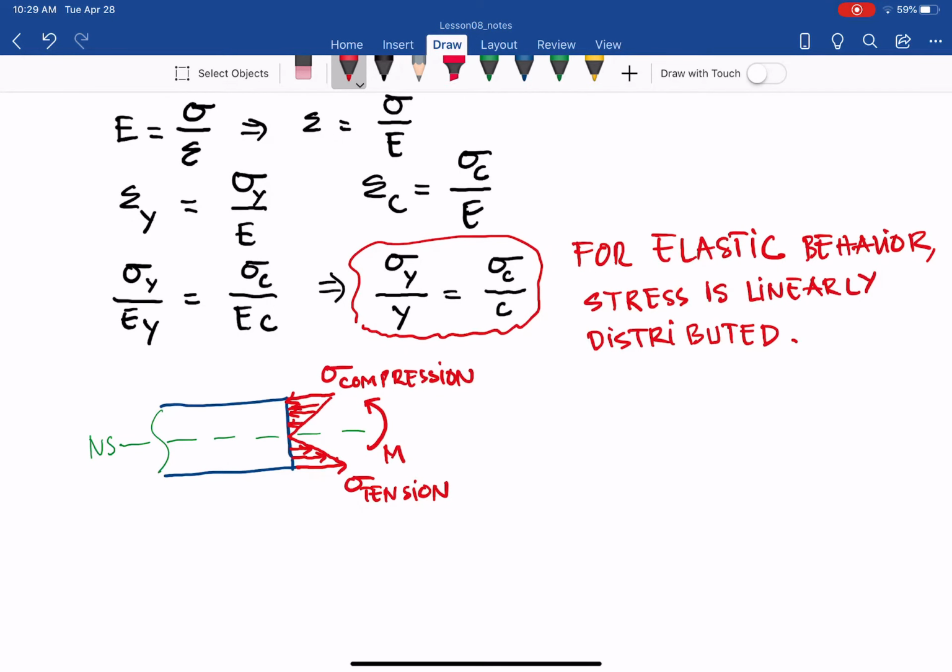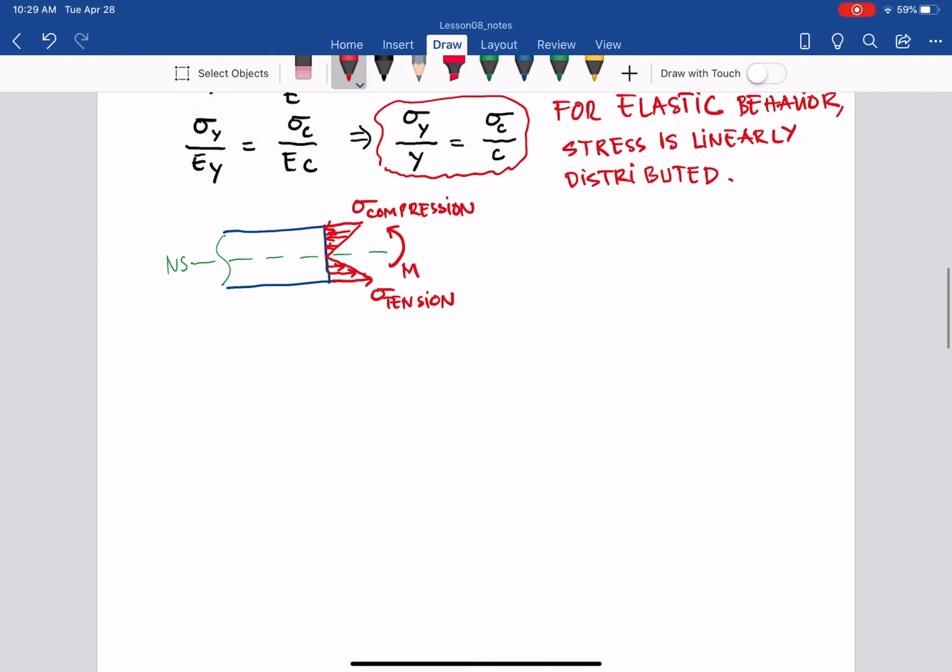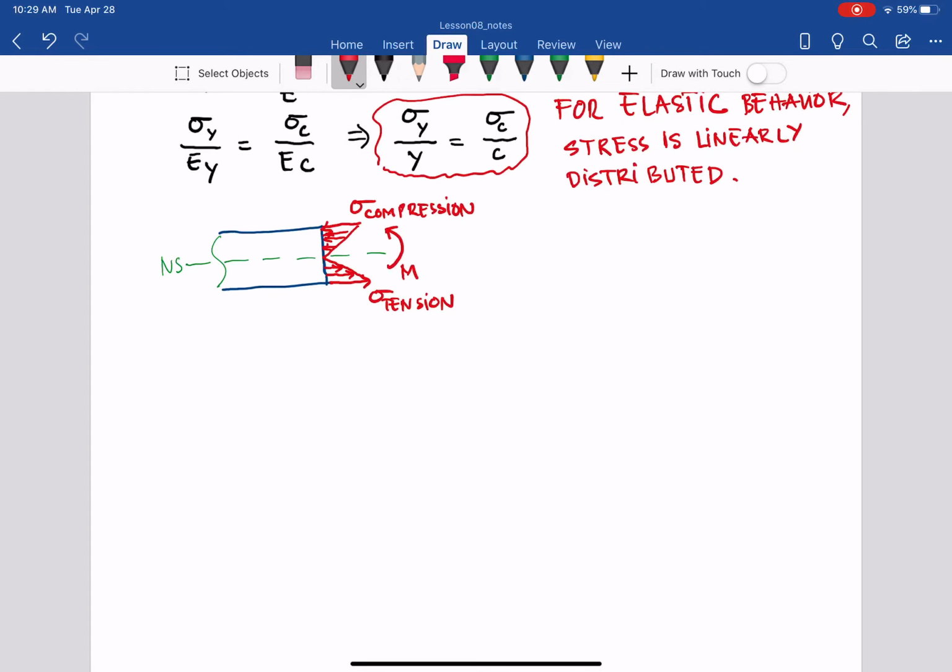So with that, let's move on. With that stress, what can we say about the internal forces for the cross section? What if I cut that member in pure bending? What should be the internal forces?